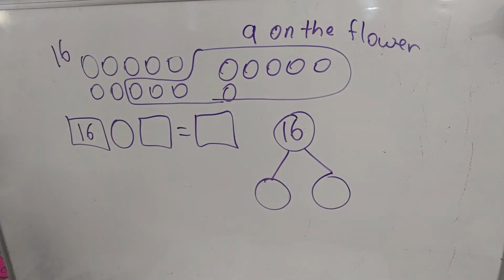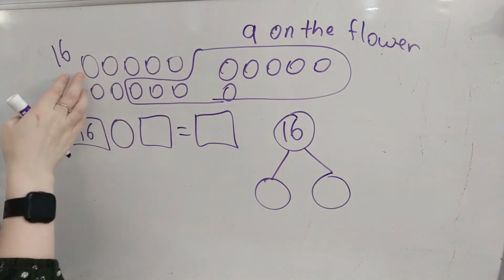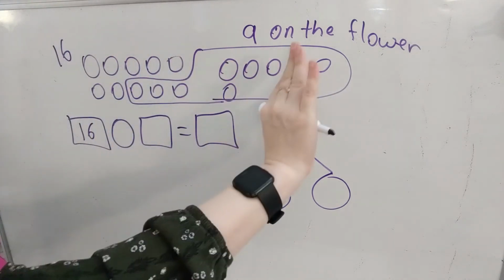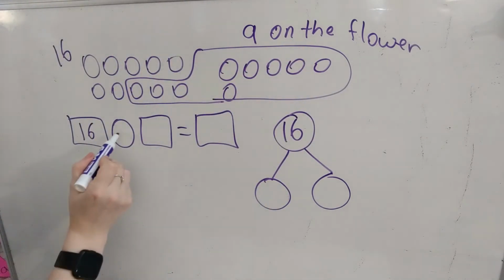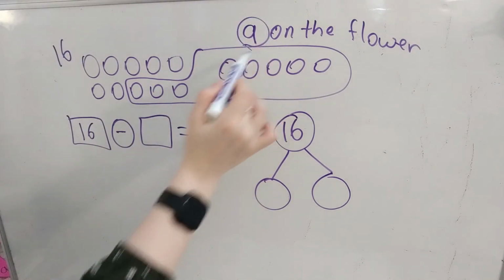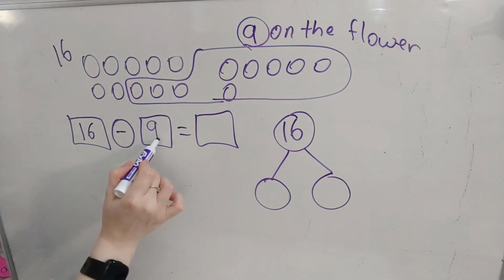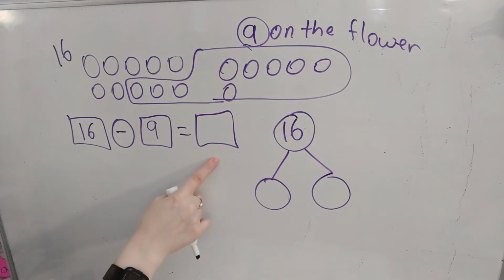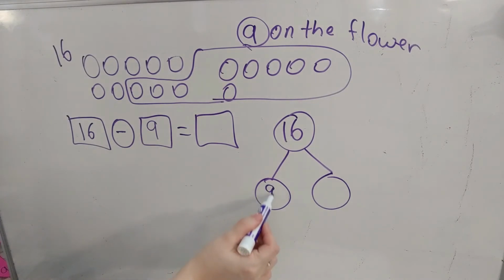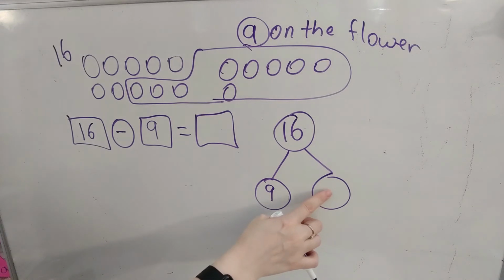And the question is asking how many bees are on the ground. So we're trying to find how many are on the ground. So in order to find what's on the ground, we're going to take away the ones that are on the flower. So I'm going to write a subtract that we're taking away. What are we taking away? The ones that are on the flower. How many are on the flower? 9. Now we're going to be able to find how many are left on the ground. So right away I know the other part of this number bond is 9. And we're trying to find the other part.